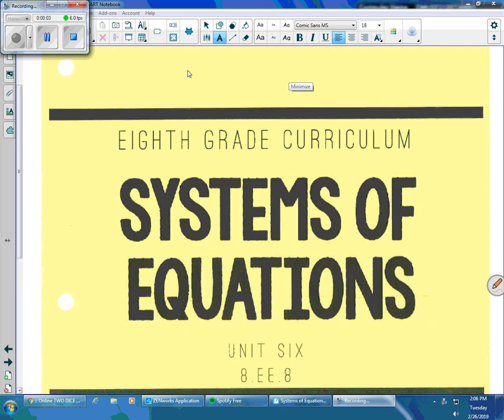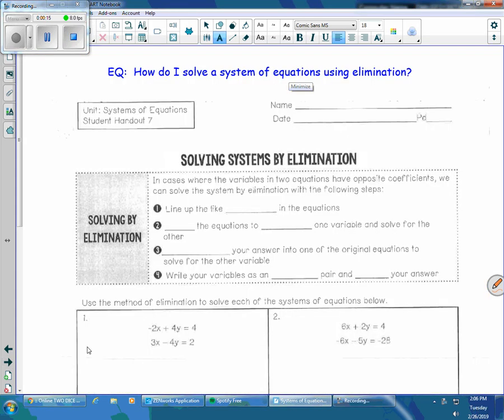This is Module 4, Systems of Equations. You should have your supplemental packet with the front cover that looks similar to this. I would like you to turn in your packet to page 31, or about page 31. In the top left-hand corner, you should see this box that says Systems of Equations, student handout number 7. I'd like you to add the essential question at the top. How do I solve a system of equations using elimination?